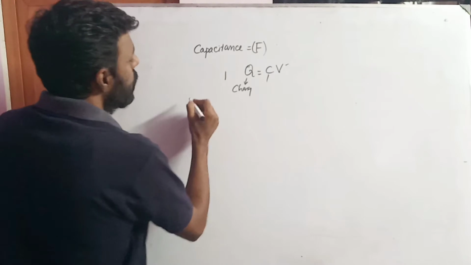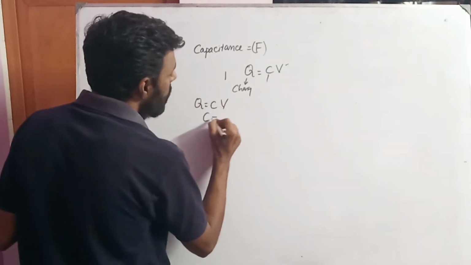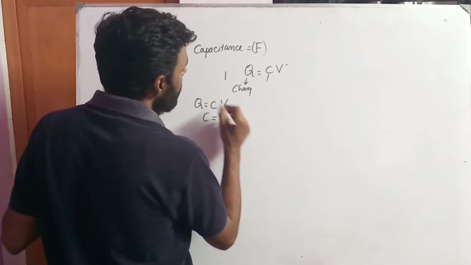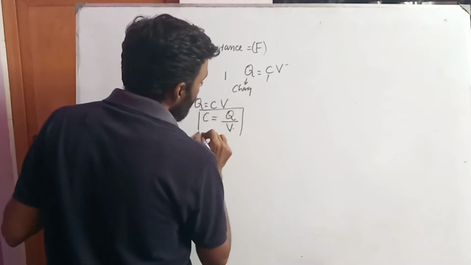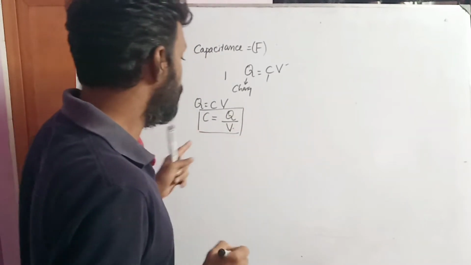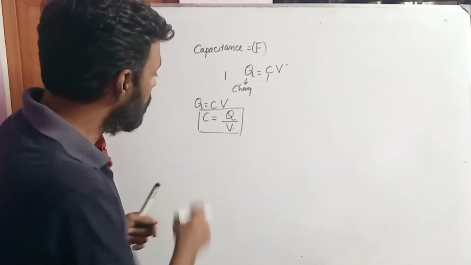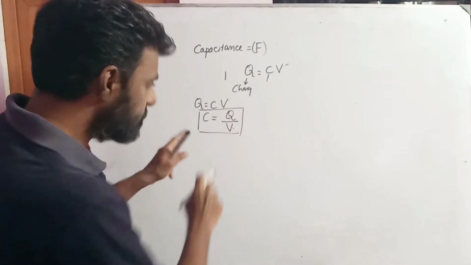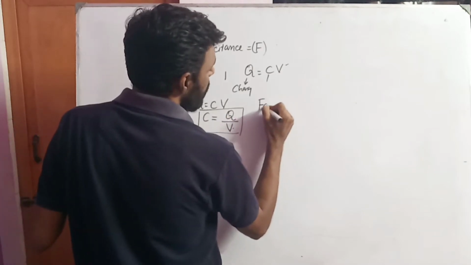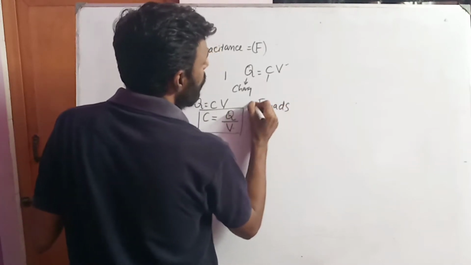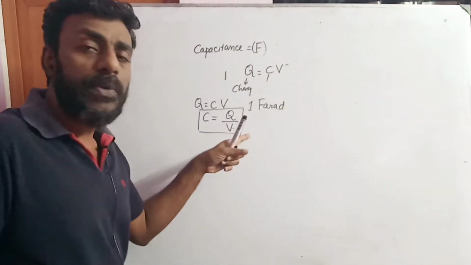So Q is equal to C into V. What is C all about? C is equal to the ratio between the charge and the voltage, that is Q divided by V. This is the basic formula to find the value of capacitance if the charge Q and the voltage V are given. The unit of C is farads. So what is 1 farad equal to? 1 farad is equal to the ratio between the charge and the voltage.